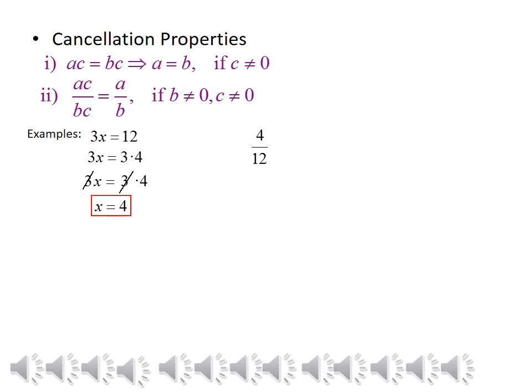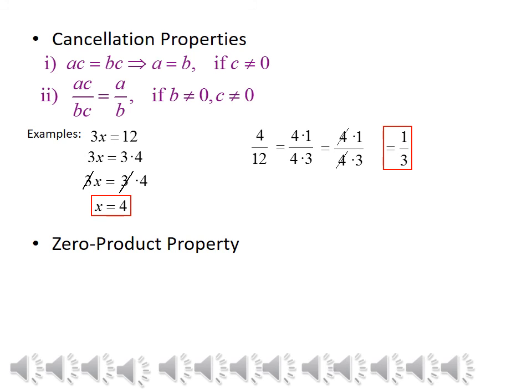For a second example, we want to examine the fraction 4 divided by 12, which we can rewrite as 4 times 1 in the numerator and 4 times 3 in the denominator. The 4, being a common factor in both the numerator and denominator, will cancel out, leaving us with 1 divided by 3, or 1/3.